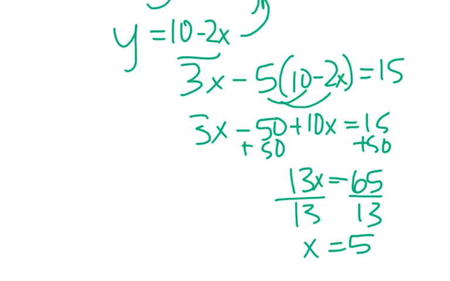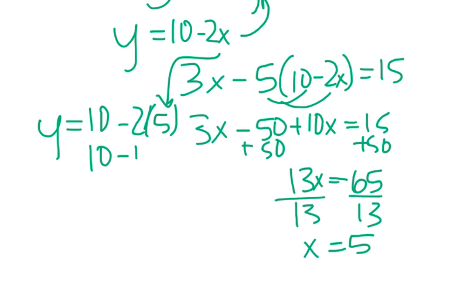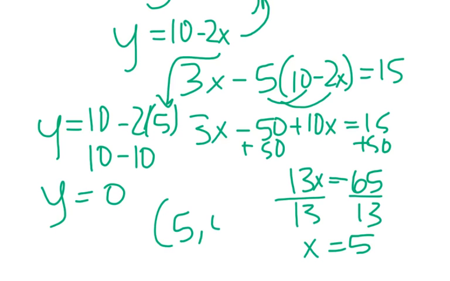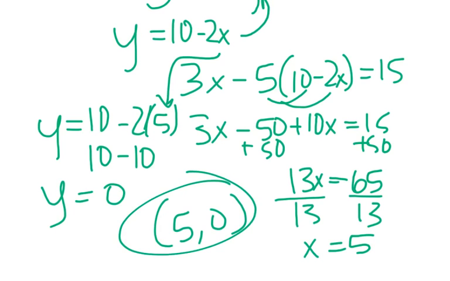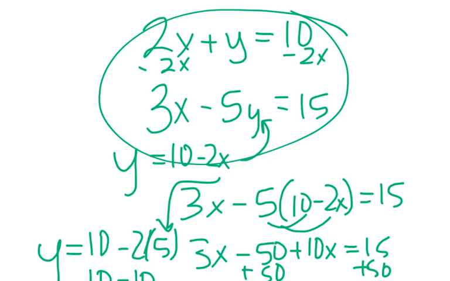Then we'd take that x equals 5 and plug it into our other equation to find what y would equal. So 2 times 5 would equal 10. 10 minus 10 is 0. So at the point (5, 0), that would be the solution to those two equations. You could also do it using elimination as well.